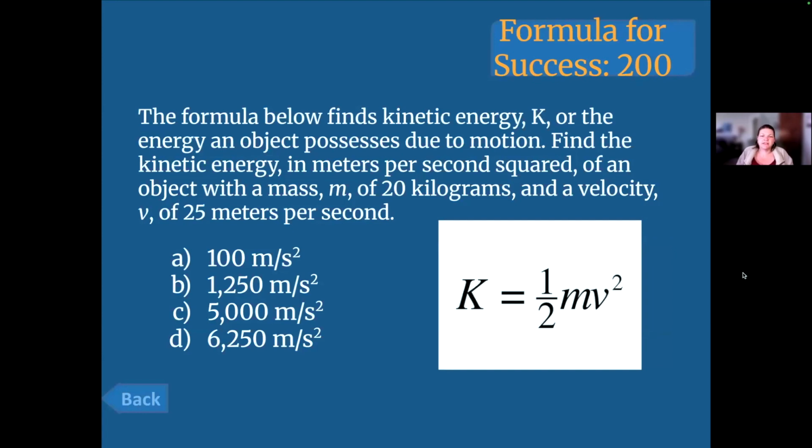Formula for success for 200. The formula below finds kinetic energy, K, or the energy an object possesses due to motion. Find the kinetic energy in meters per second squared of an object with a mass m of 20 kilograms and a velocity v of 25 meters per second.